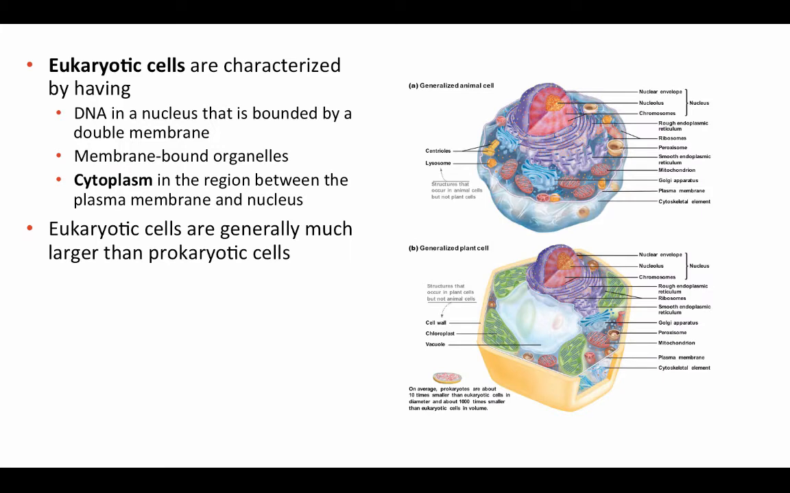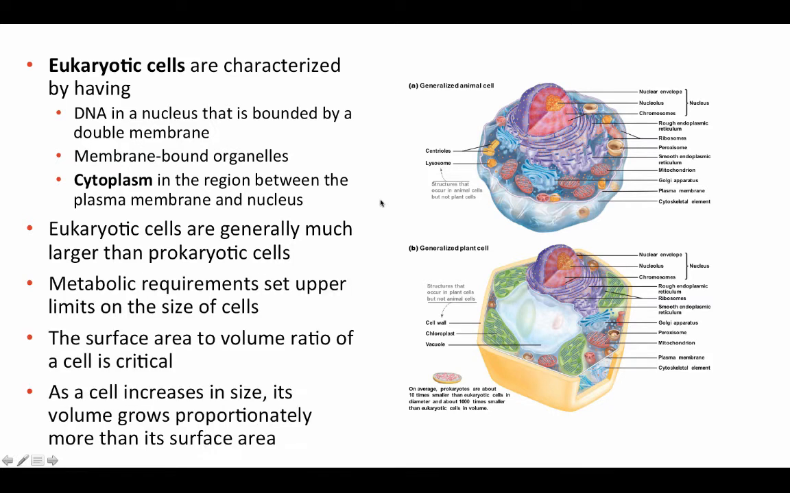Eukaryotic cells are generally much larger than prokaryotic cells. So here you have an example of an animal cell and a plant cell, both of those eukaryotic, and then the average size of a prokaryote here next to it for scale. So generally much larger cells. And we know that the metabolic requirements of a cell set an upper limit on the size a cell can be. This is an incredibly important topic.